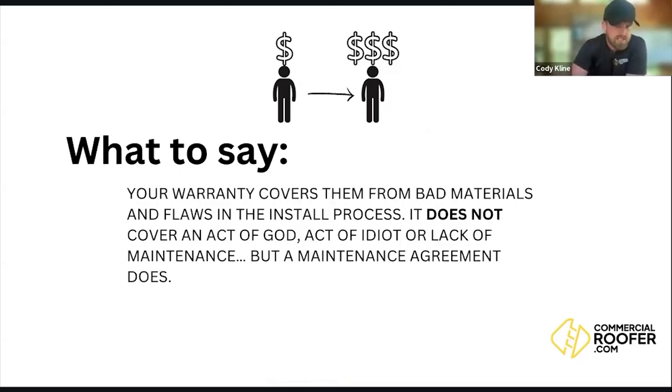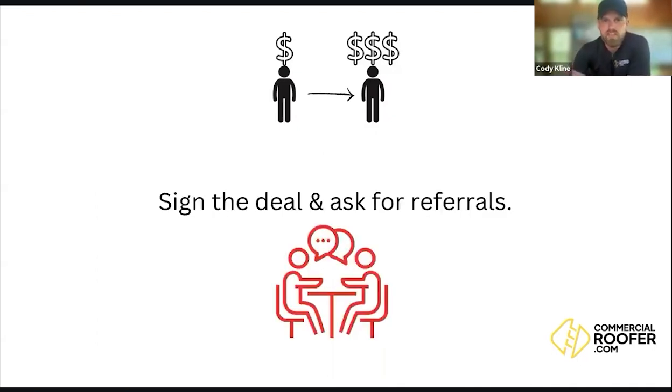And then last but not least, I would just say, all that to say, your warranty covers the bad materials, or the instance that your materials were not built to par. It covers flaws in the install process, but it doesn't cover those 3 things, right? But a maintenance agreement does. And that's what I'm offering you. So then we'd sign the deal.